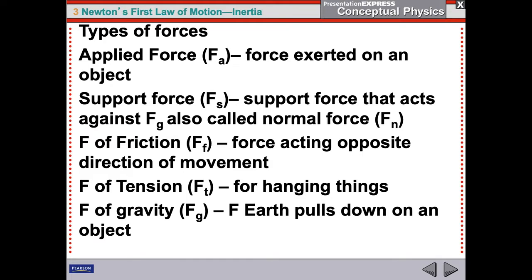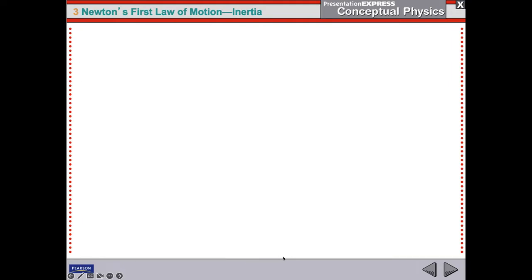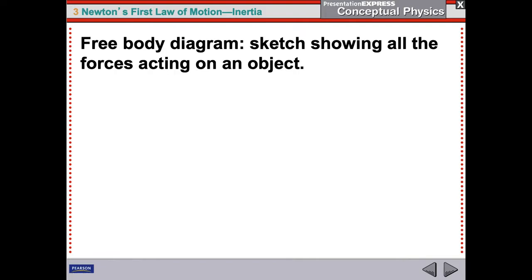And then we have everybody's favorite, the force of gravity, the force of the earth pulling down on an object. Force of gravity is always in the downward direction. Support force is always in the upward direction. We also have the force of air resistance, which is a special type of the force of friction, happening as things move through the air. You can use F with a little AR, but you can't just use FA because FA is the applied force. I usually use force of friction just because it's one less thing to remember.